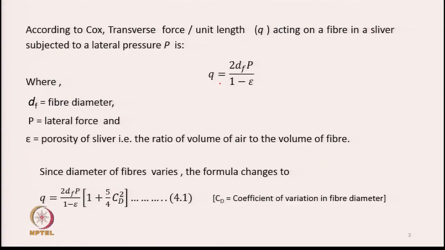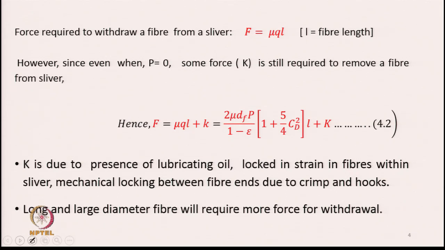Since the diameter of the fiber varies, the diameter may not be constant. Therefore, this equation was slightly modified, and we get another equation as shown below, that is small q is equal to 2 d p (1 minus epsilon), and within the third bracket we have (1 plus 5/4 Cd squared), where Cd is the coefficient of variation of fiber diameter. So, that is a little modification of the equation which was done, and from there we go to the next slide.